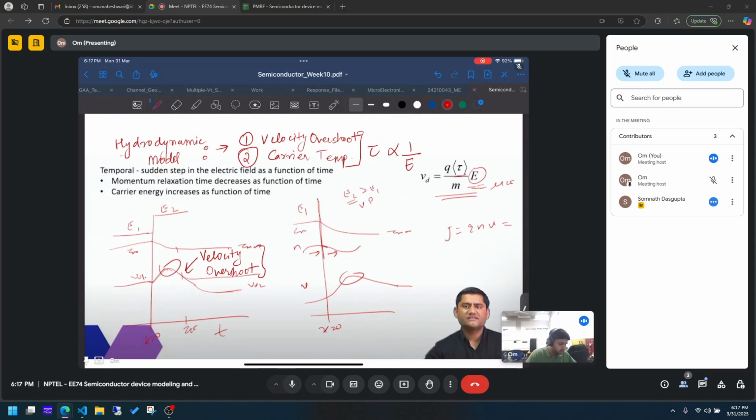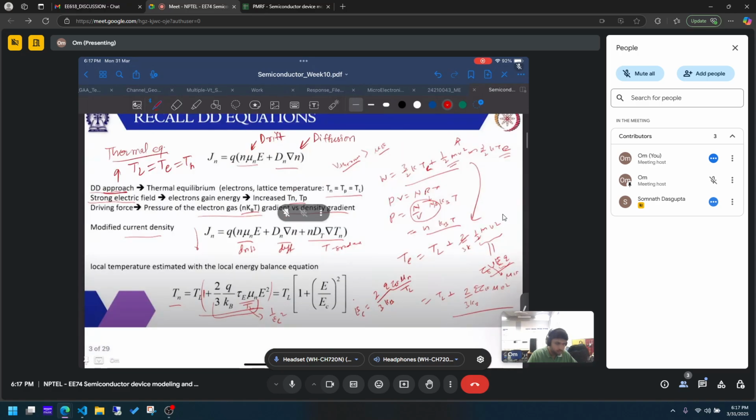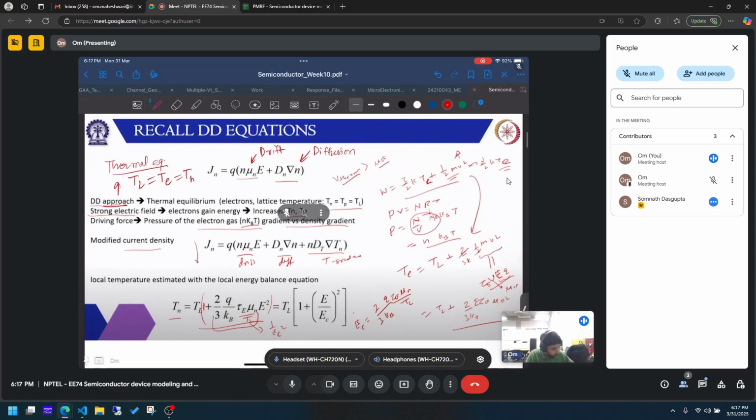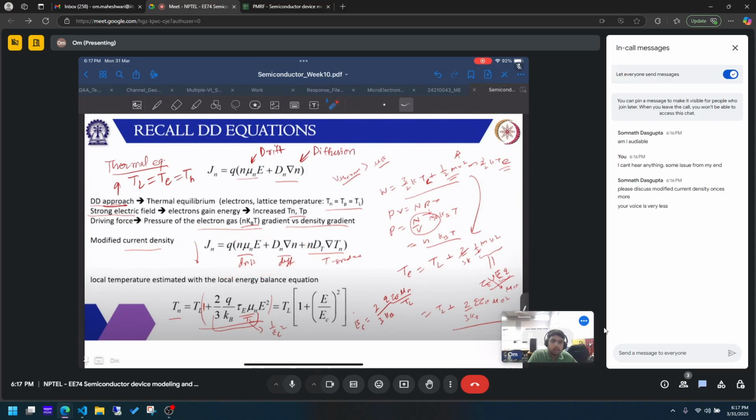So I discuss the modified density again, but I hope you are able to hear me. Sir, your sound is also very less, sir. So let me go back to the modified density equation. So here earlier with the diffusion model.